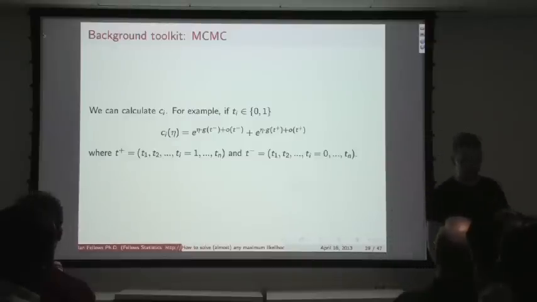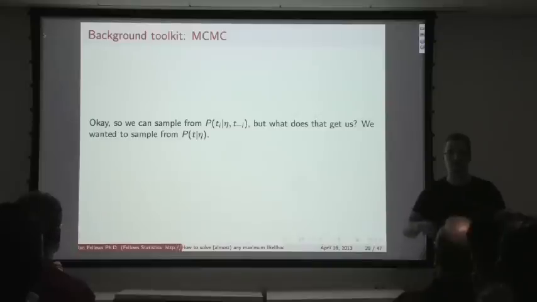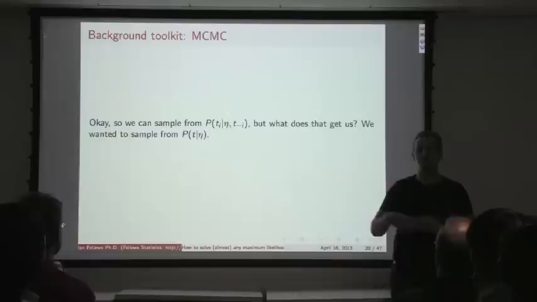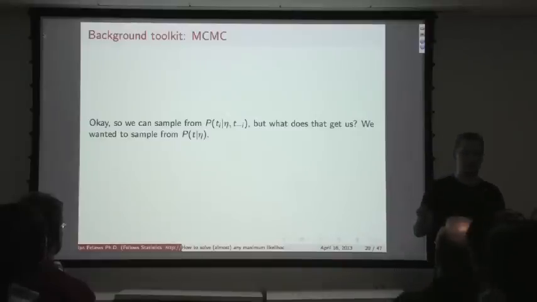So that's sort of fine and dandy, but it doesn't really get us where we want to go. We're sampling from t sub i. We want to sample from the full distribution of t.